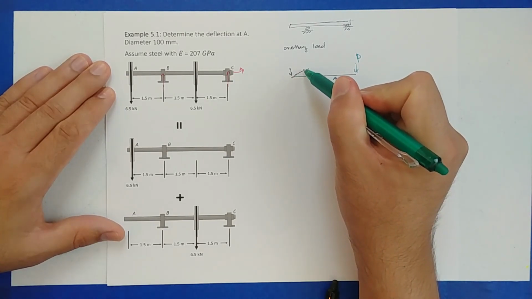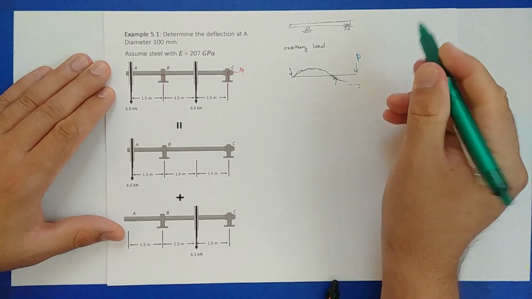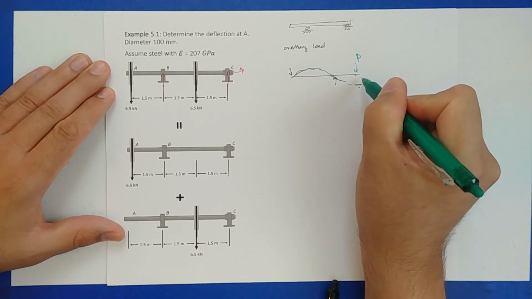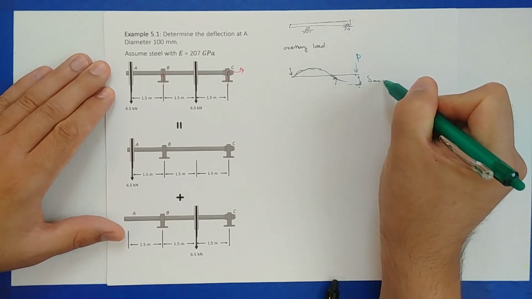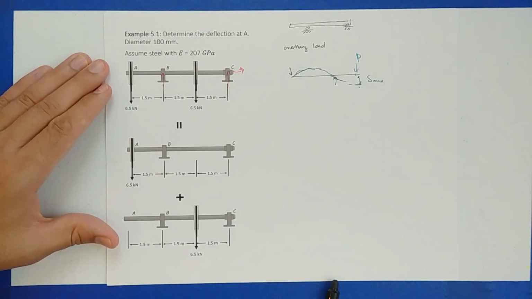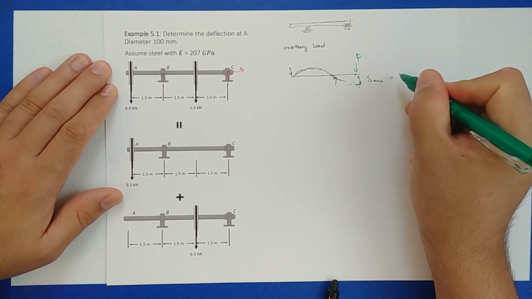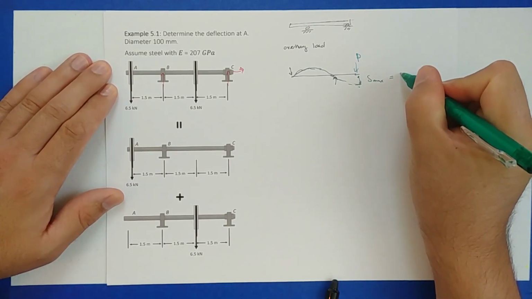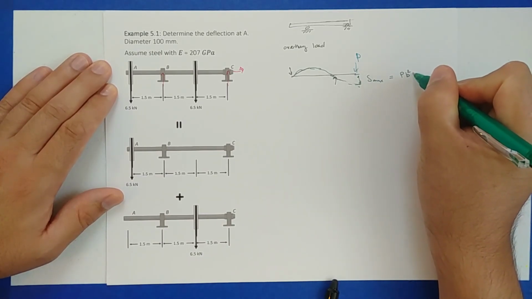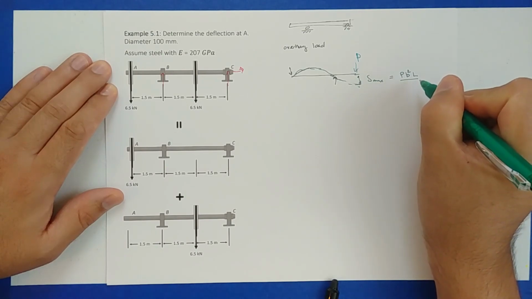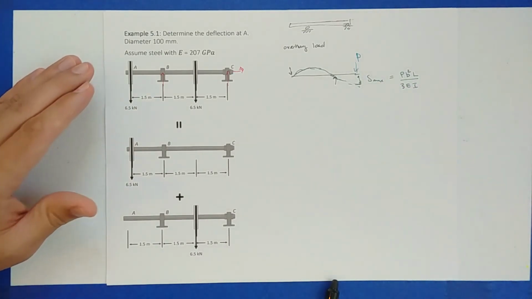So it's going to look something like this. Come down like so. And then they tell us that at the end over here, the maximum deflection is going to be at the tip. And that equation for the max deflection is P times B squared times L divided by 3EI.